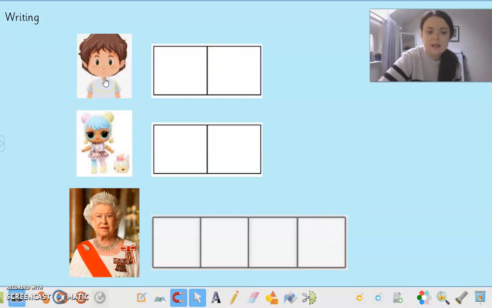So here I can see a boy. Oh, a toy. Now this is the queen. So the queen is part of the royal family. Royal. Okay, I'll give you a clue for that one because it can be quite tricky. So if you want to pause me and then have a go at writing the words in the phoneme frames. Remember, our phoneme for today is O and Y, make the sound oi. Okay.